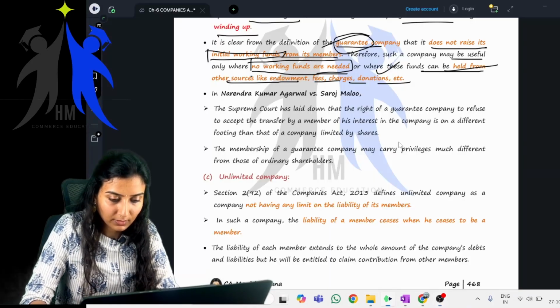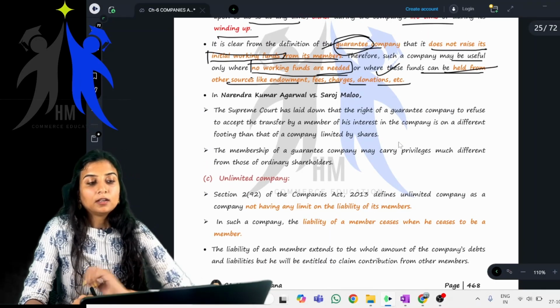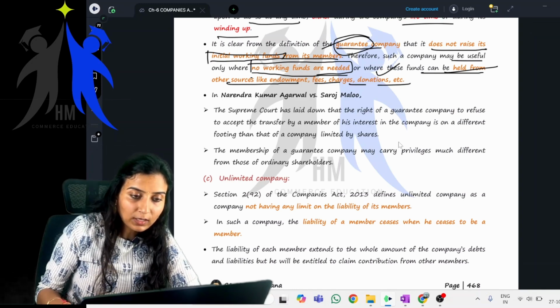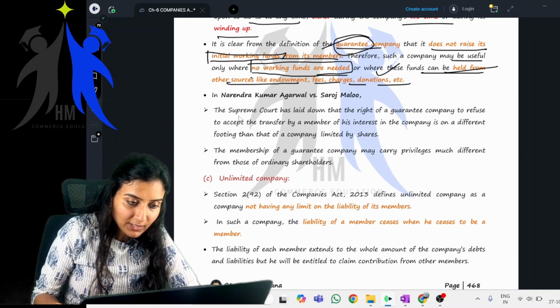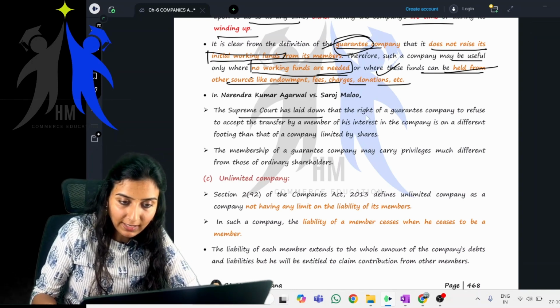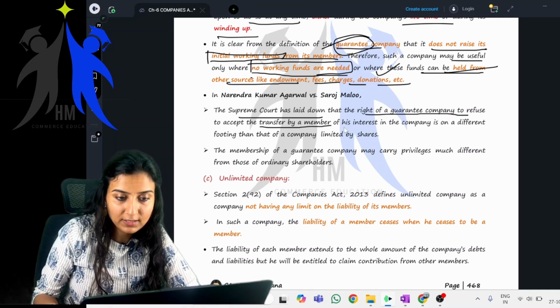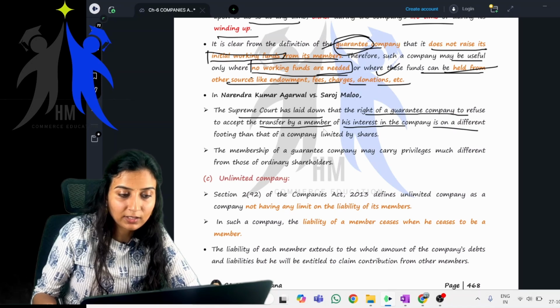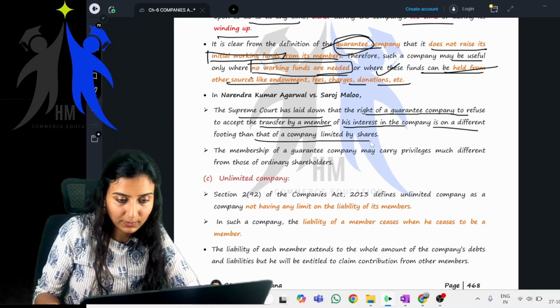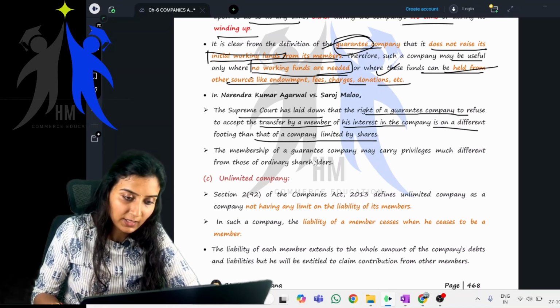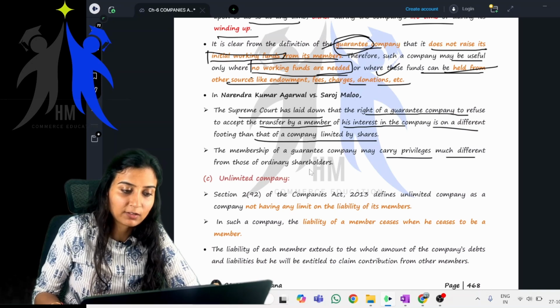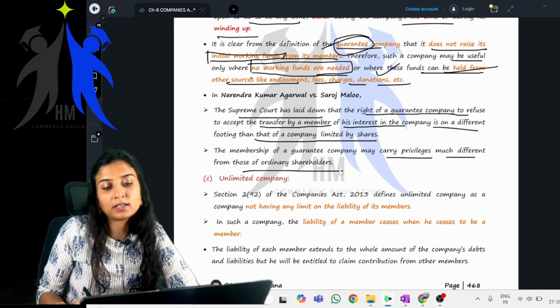Next, in Narendra Kumar Agarwal versus Saroj Malu, the Supreme Court has laid down that the right of a guarantee company to refuse to accept the transfer by a member of his interest in the company is on a different footing than that of a company limited by shares. The membership of a guarantee company may carry privileges much different from those of the ordinary shareholders.